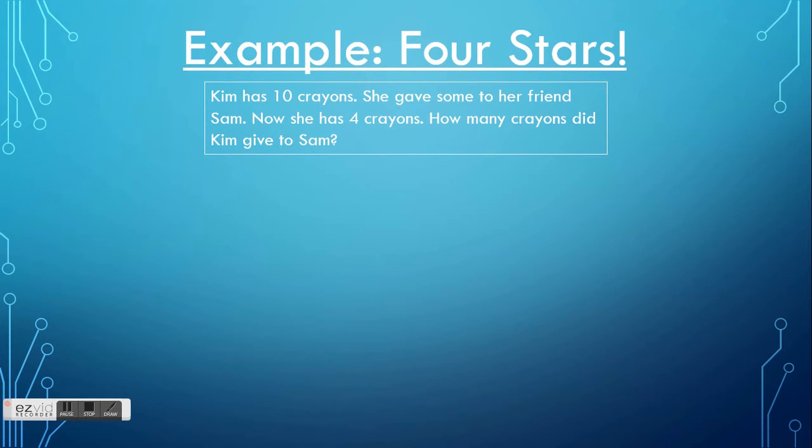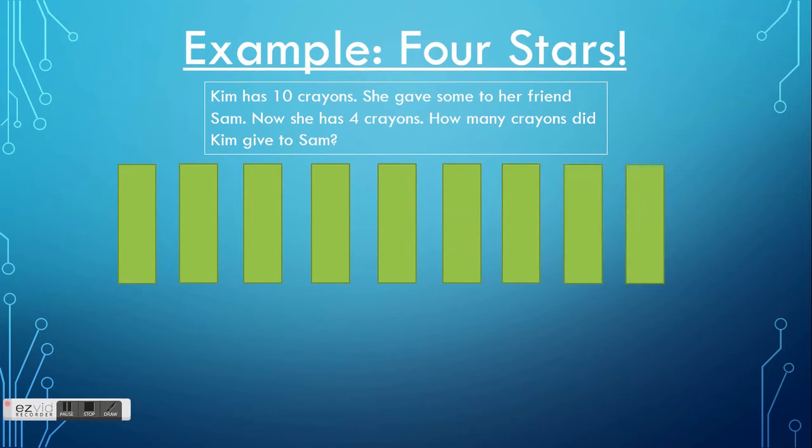So let's start with what we know. We know Kim started with 10 crayons. We're going to say they're green. And just to make sure, let's count and make sure I did 10. See, I forgot one. 1, 2, 3, 4, 5, 6, 7, 8, 9, 10. Double checked. We've got 10 crayons here.